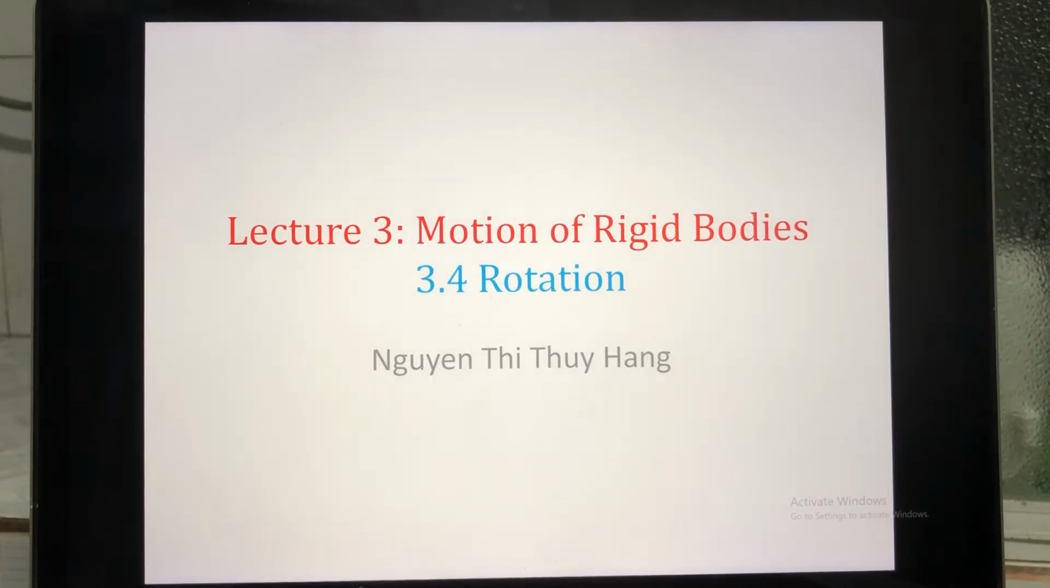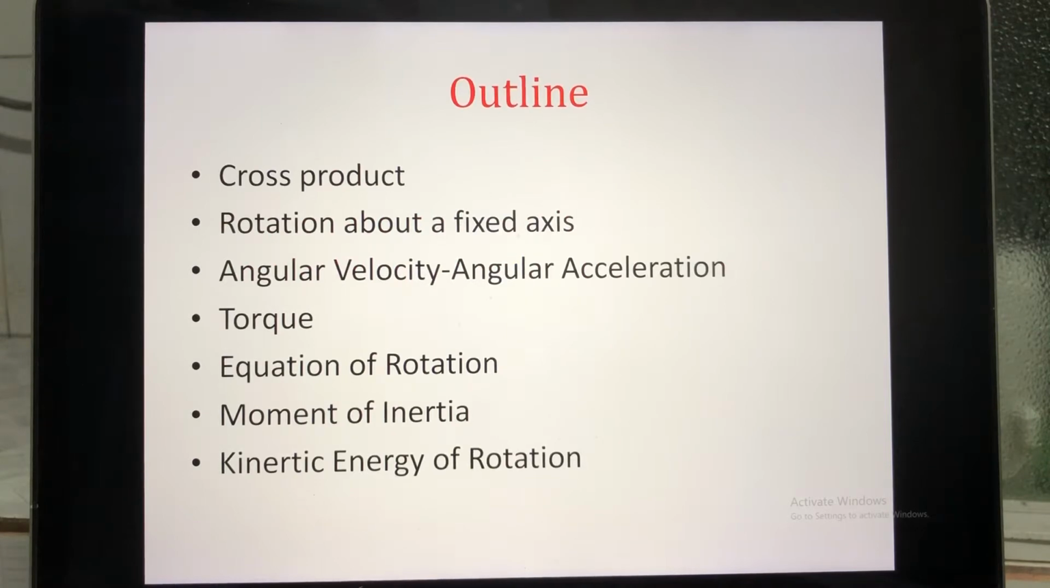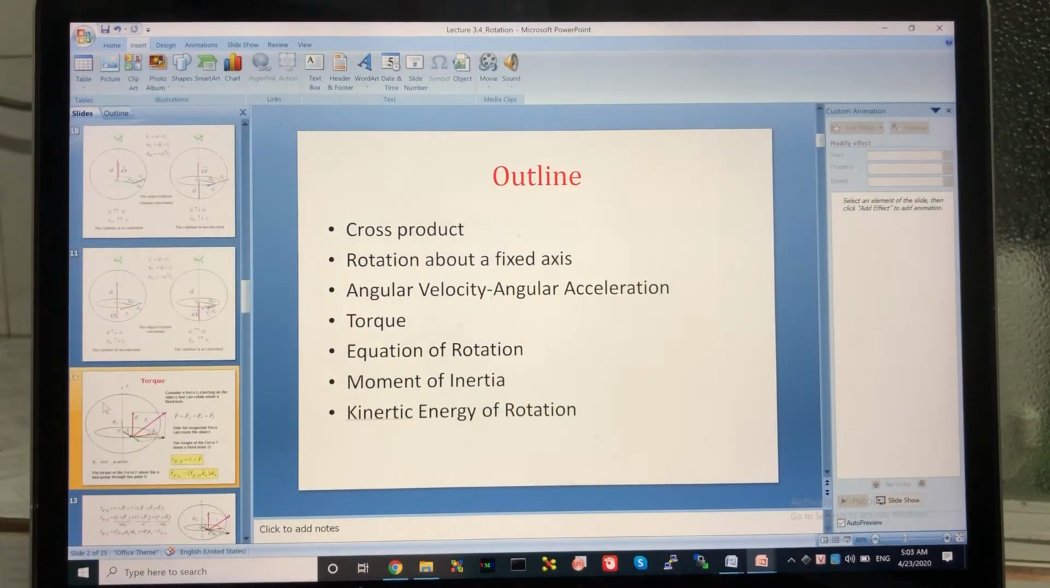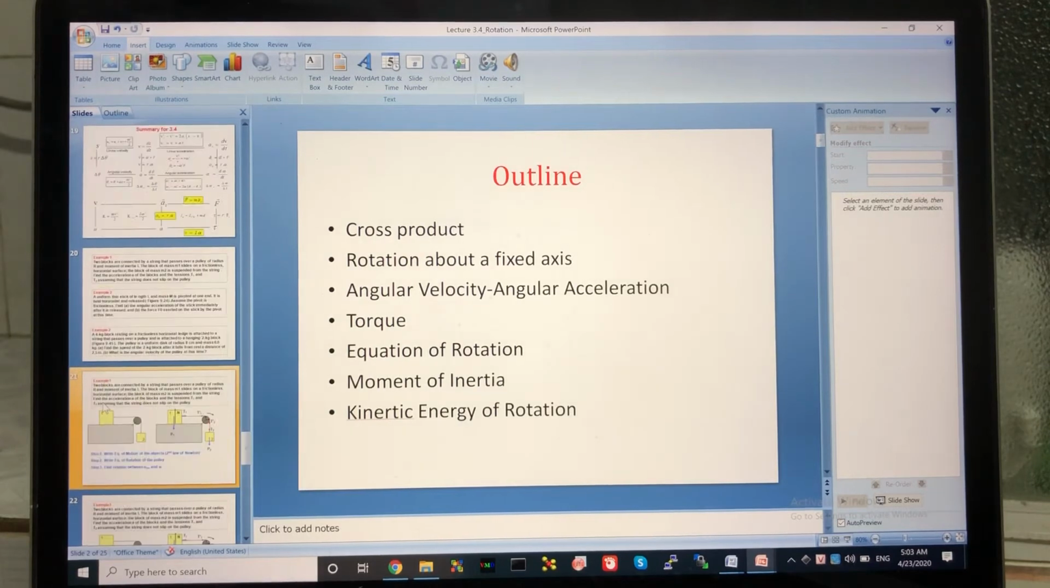In this video, I will talk about the rotation in motion of rigid bodies. So, from cross product to moment of inertia, I did it in the previous videos already. So in this video, I just talk about the kinetic energy of rotation, and I will give you the summary of all this part. So I immediately move to the kinetic energy of rotation, which is right here.